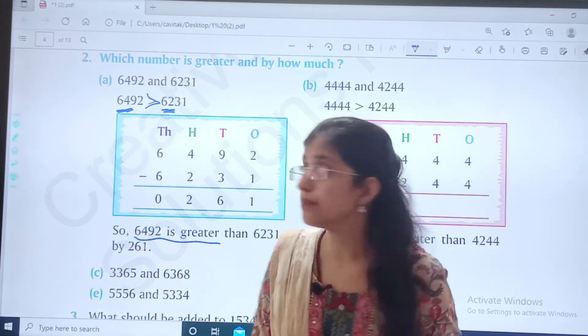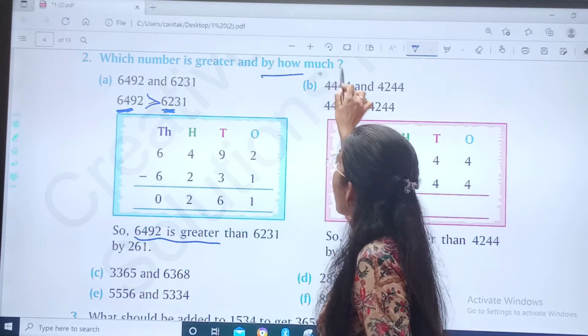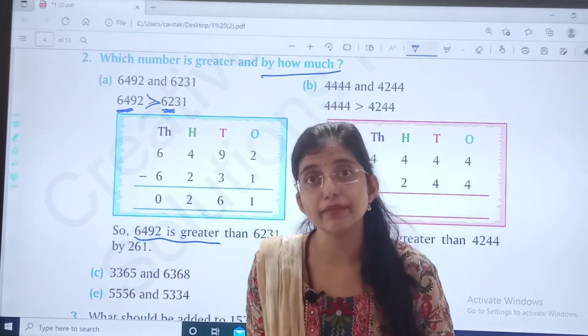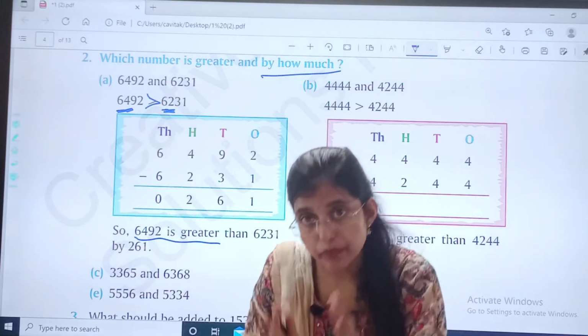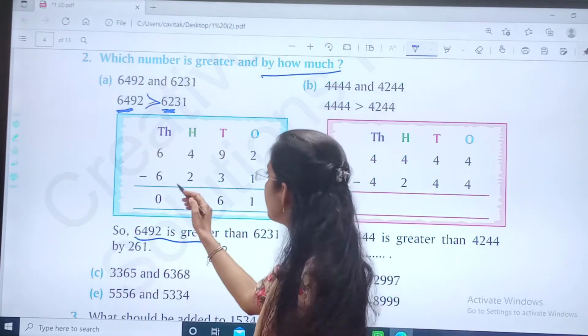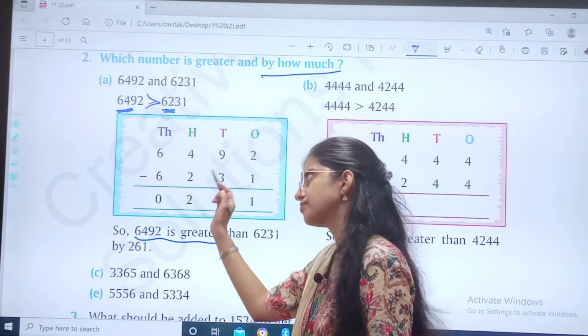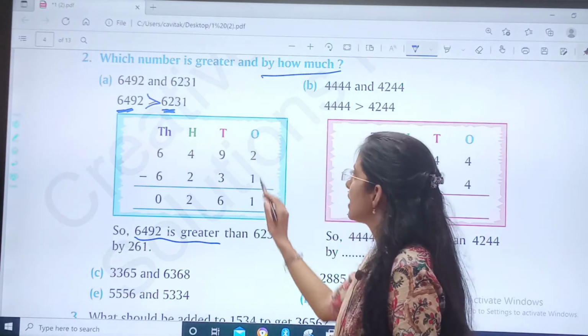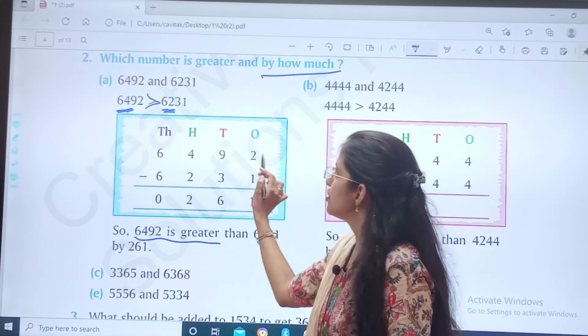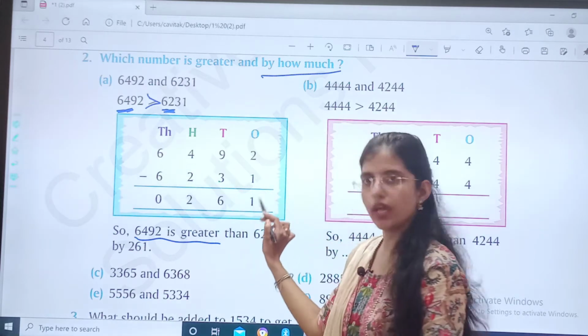What is the second part? By how much? Wo hame kaise maloom padega? By subtracting the smaller number from the greater number. So when we subtract, see, 6492, 6231.